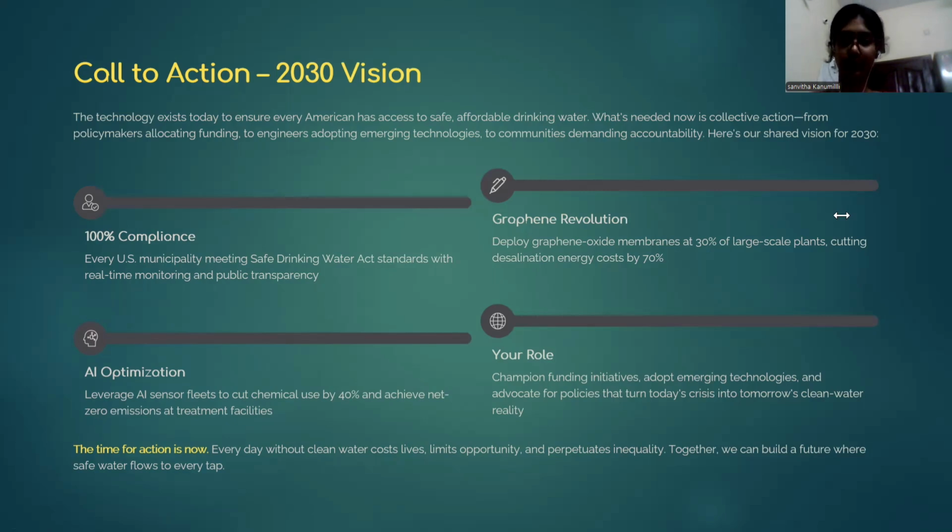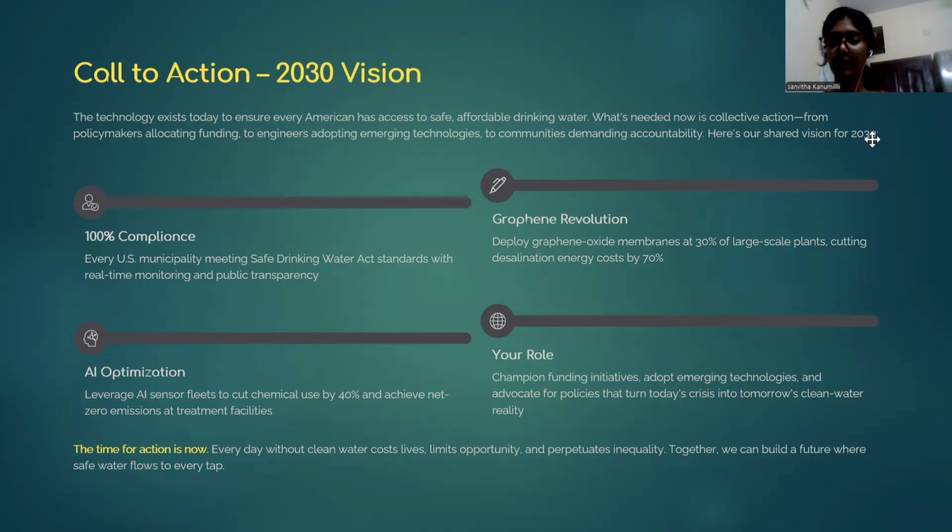So 100% compliance: every US municipality meeting Safe Drinking Water Act standards with real-time monitoring and public transparency. So the graphene revolution: deploy graphene oxide membranes at 30% of large-scale plants, cutting desalination energy cost by 70%. And AI optimization: leverage AI sensor fleets to cut chemical use by 40% and achieve net zero emissions at treatment facilities.